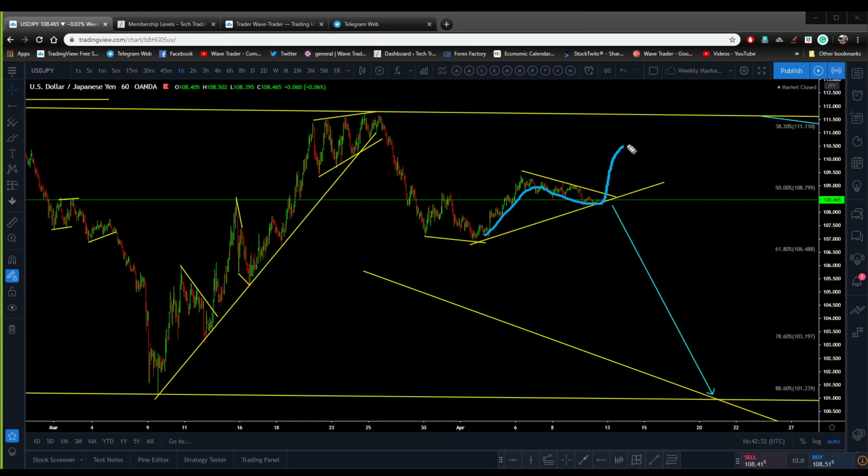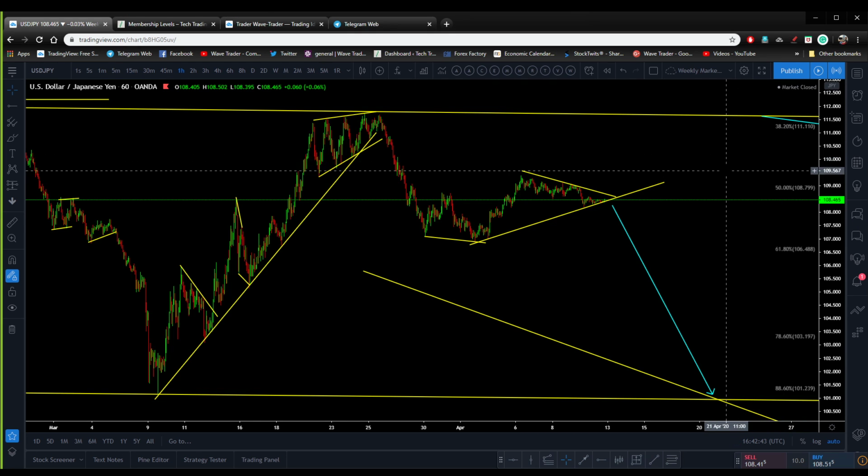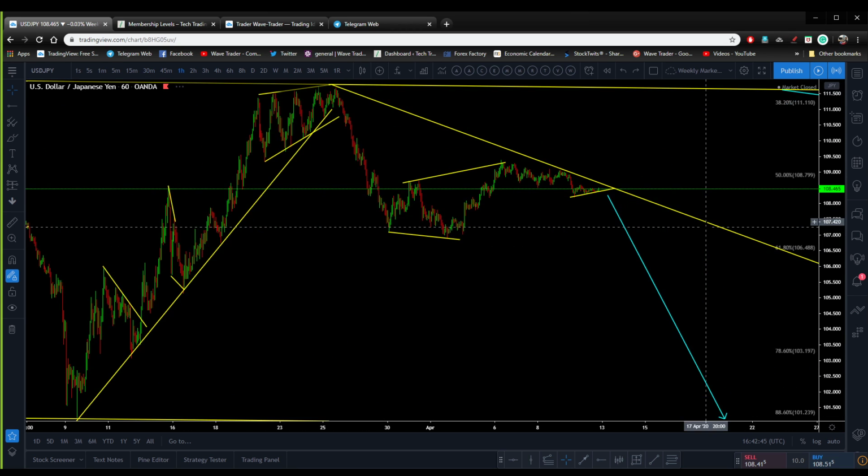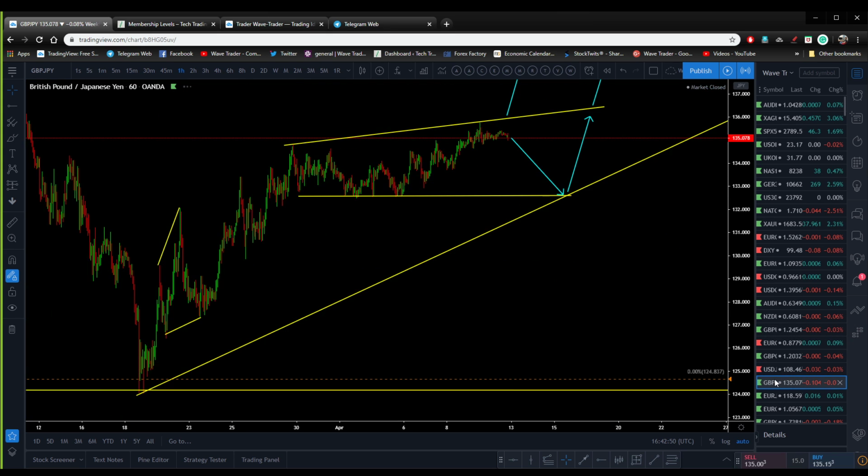Okay, then price is going to go higher for another move. It's tradable, but again, start selling the dollar yen from the top. Short term up is tradable, but start selling the dollar yen again from the top. Hopefully you got my point. Where is your opportunity?